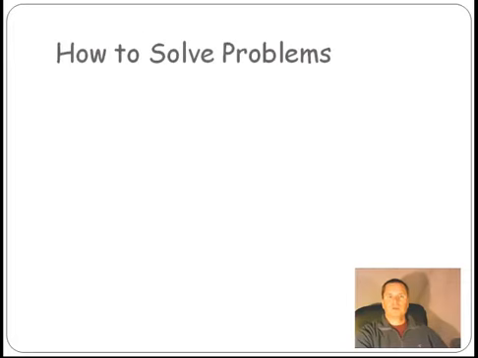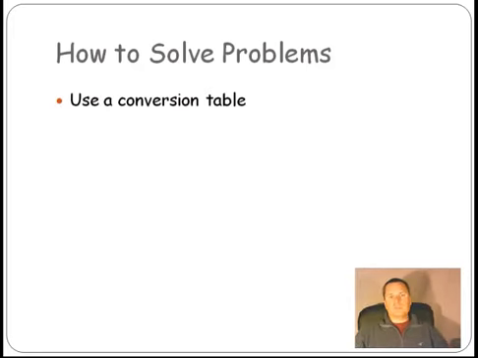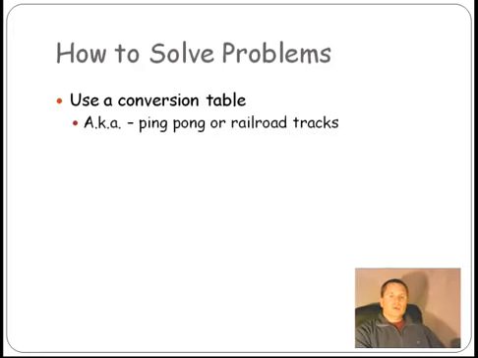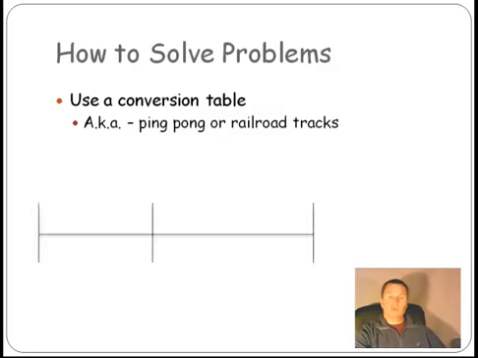All right, you got those written down. Now let's talk about how we solve problems doing this. The first step is what we have to do is use a conversion table, also known as a ping pong table, okay? Or some people also will call it railroad tracks, depending on where you learn it. So if you're looking at a net, you may hear railroad tracks. It looks something like this. And as I said, our first step is always start with our known.